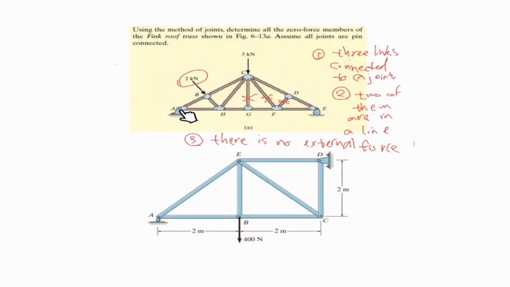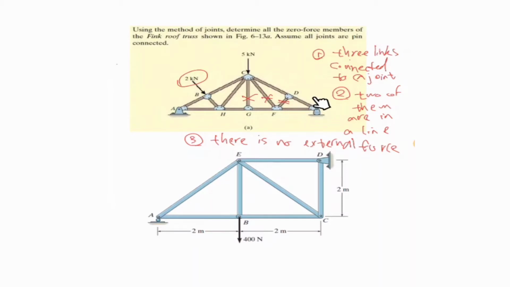I just double check every joint. A is not dealing with the zero force members because it has 2 connections. B doesn't have any zero force member because this guy is fighting with this. C has a lot of connections, like 1, 2, 3, 4. One of them got 0, but it still has 1, 2, 3, 4 links, and an external force doesn't give us any zero force member.